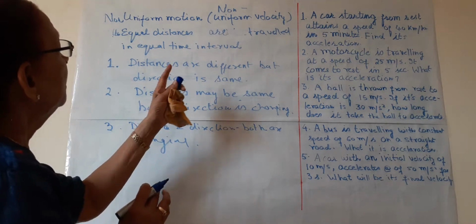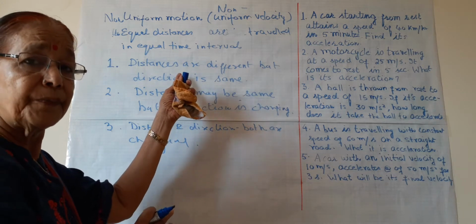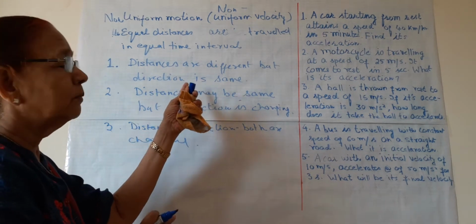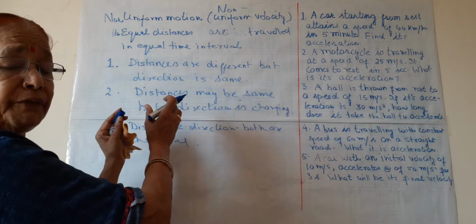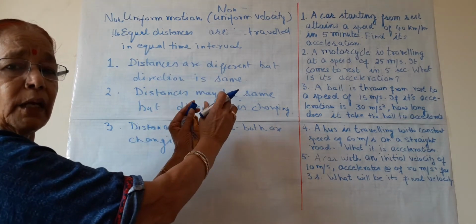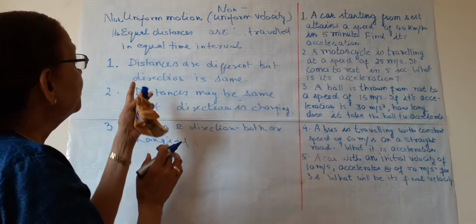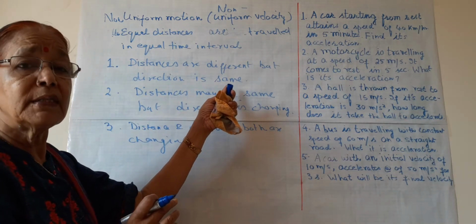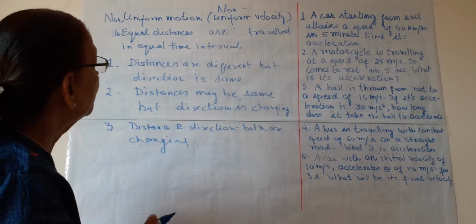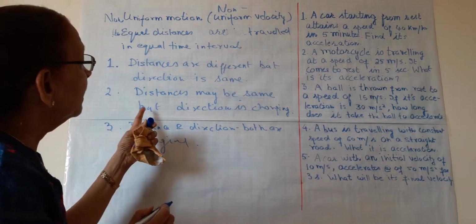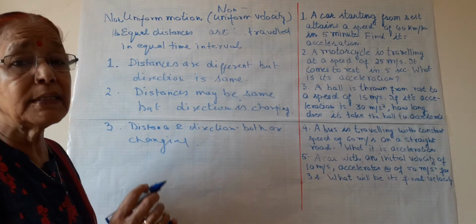The first difference: distances are different. As we have just seen in the example, a car is moving 50 kilometers in the first hour, 20 kilometers in the second hour, 30 kilometers in the third hour. That is, the distances are changed, but the direction was the same. Then it will cause a non-uniform velocity or non-uniform motion. The second example is that distance may be the same, but direction is changing.